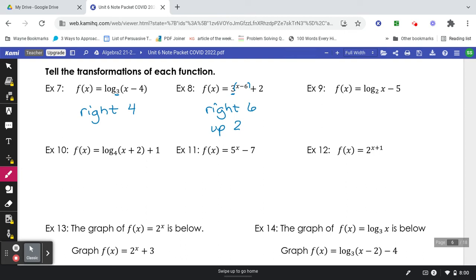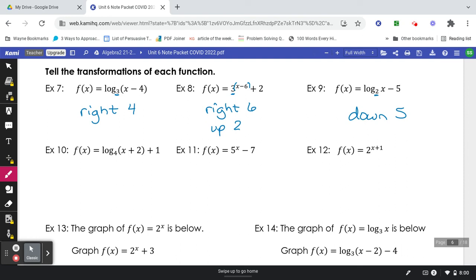Problem number 9, the base 2 is what would help us graph the original. And then you have this minus 5 at the end. Notice the minus 5 here is different than this one. This one over here is in a parenthesis. Ours does not have a parenthesis. So no parentheses on that minus 5. That means you're going to go down 5. So really take a look at the difference between example 7 and example 9. Be really careful between those two.